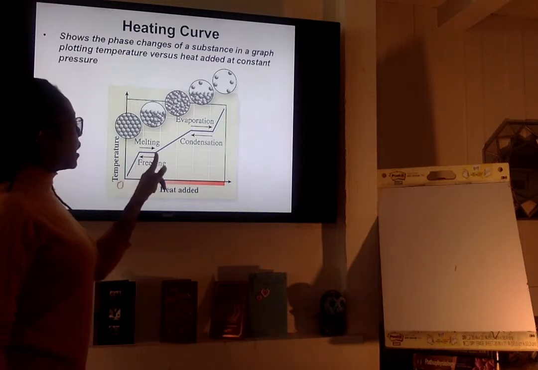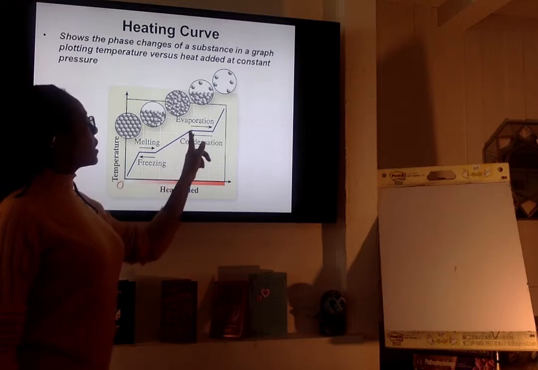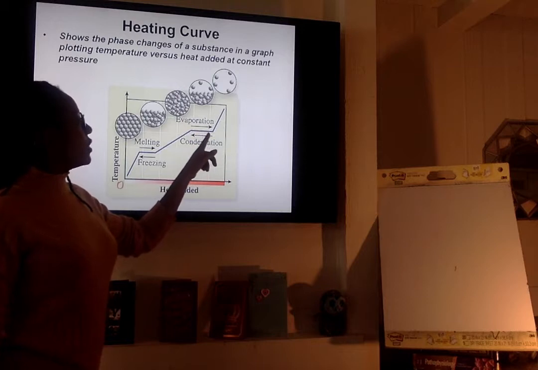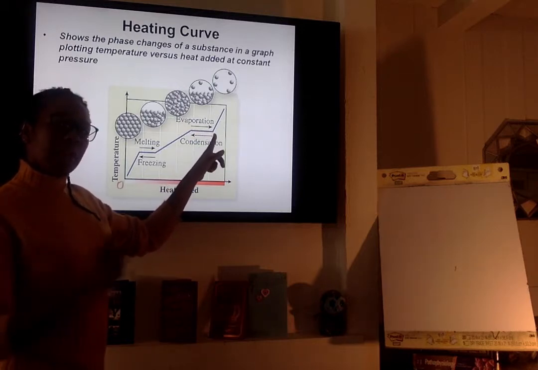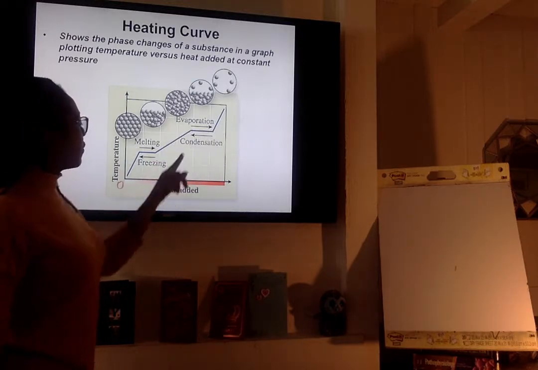Now it's a liquid. Now it's still a liquid, and it's getting warmer, and it's getting warmer. Boom, here. Now it's going to begin to boil and turn into a gas. Okay? So hopefully that kind of makes sense. Okay, and so that's the evaporation, right?